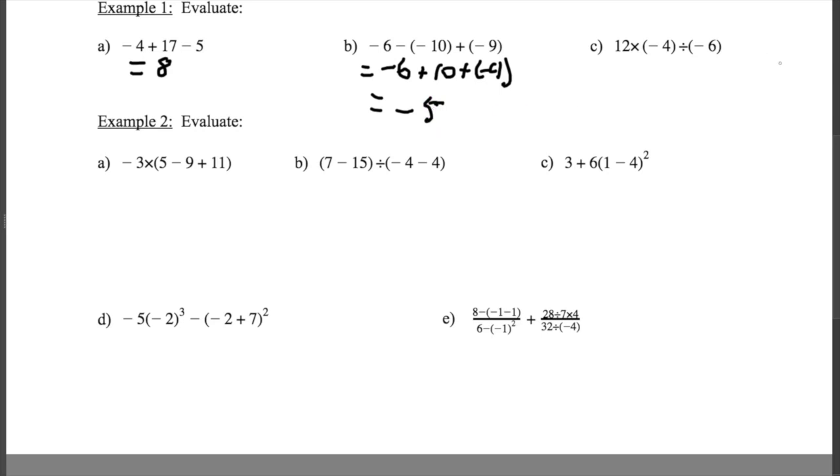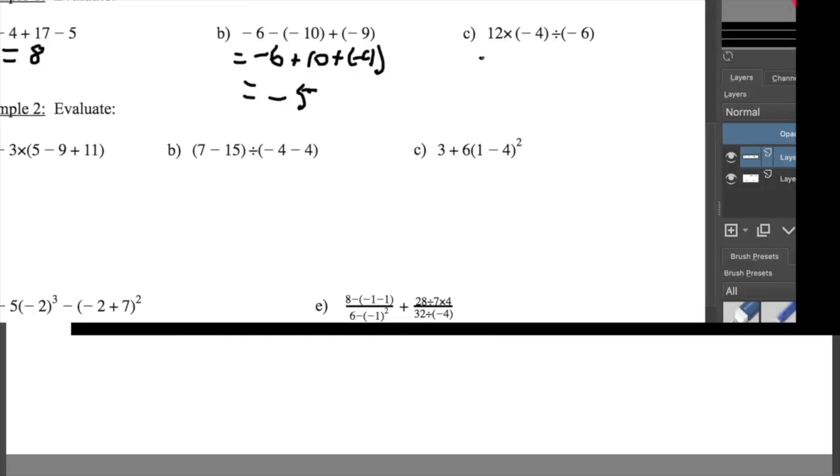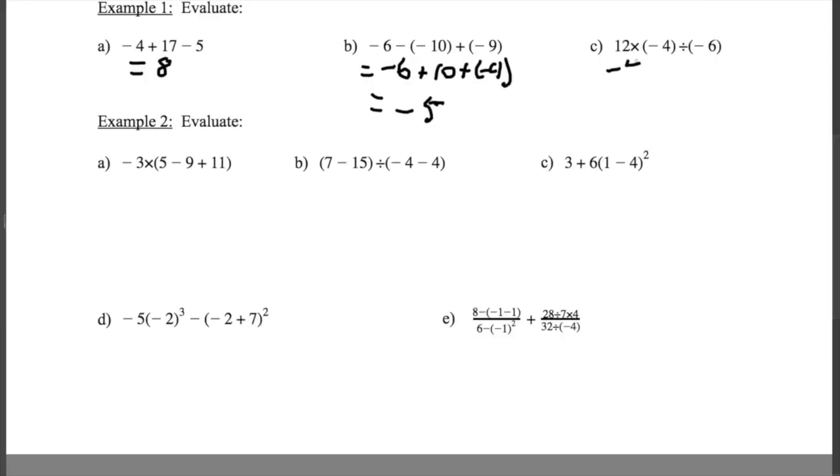As for C, you have 12 times bracket -4 divided by bracket -6. So from here, we're just going to multiply. So 12 times -4, which in this case will give you -48. And you have divided by -6. So -48 divided by -6 is two negatives, so it should give you positive 8.